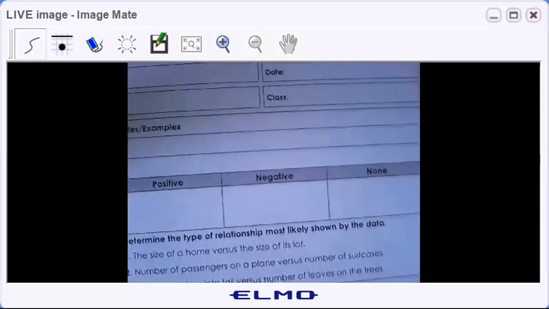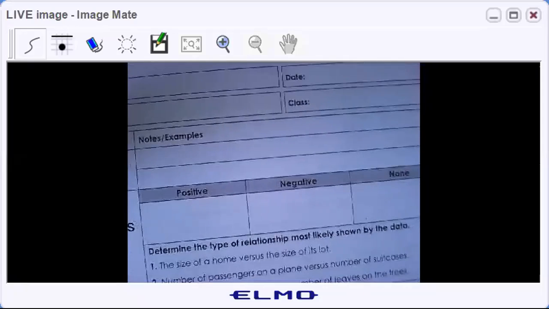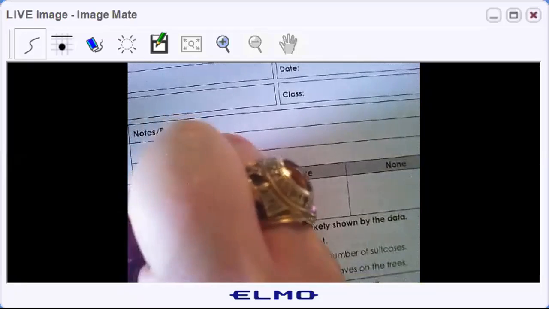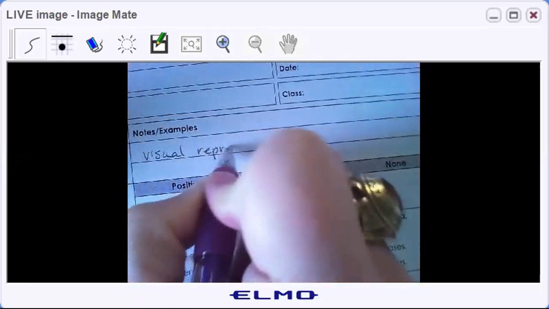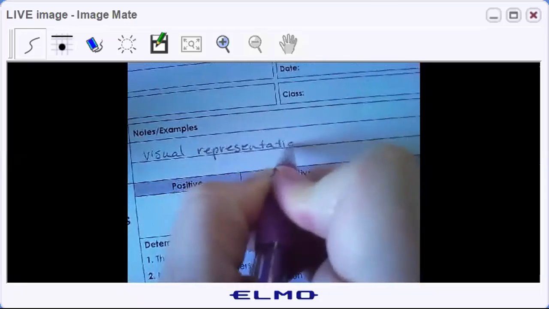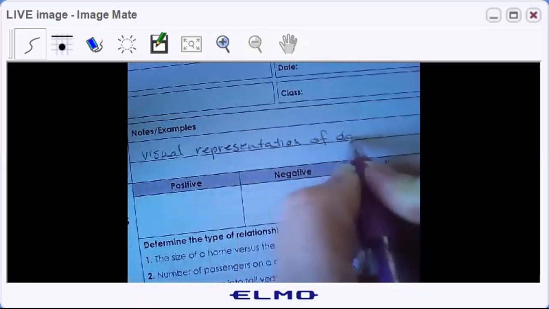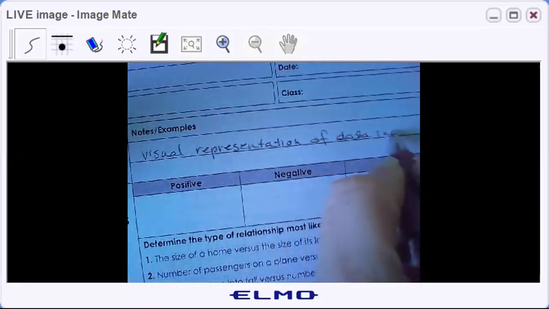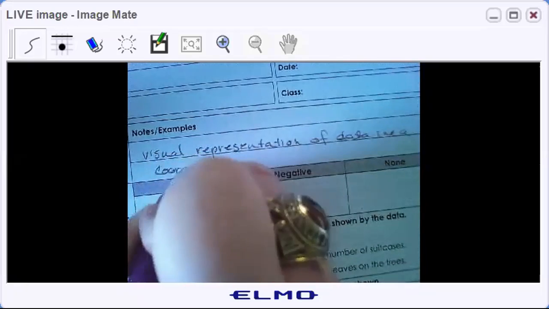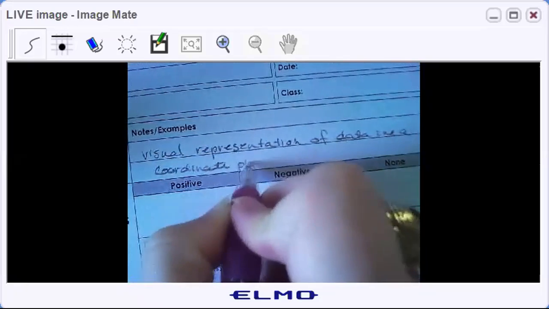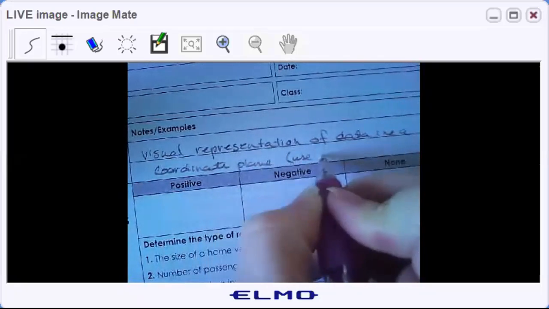So we're going to get started with a few things. We're going to start with our definition of what a scatter plot is. And I've seen good ones over the years, and I think y'all have a really good one in your notes from earlier this year. But a scatter plot is basically a visual representation of our data in a coordinate plane. So we're going to use ordered pairs.